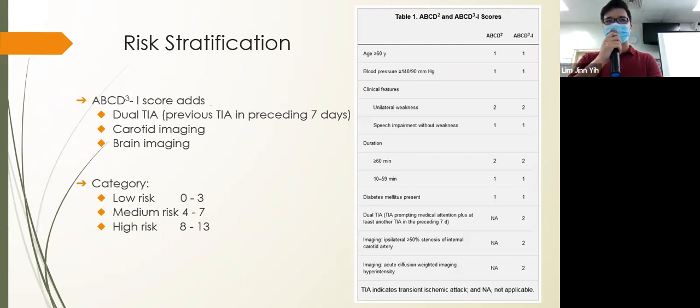For the ABCD3-I score, there's an addition of imaging, and we also take into account whether there was a preceding TIA episode within the previous 7 days.